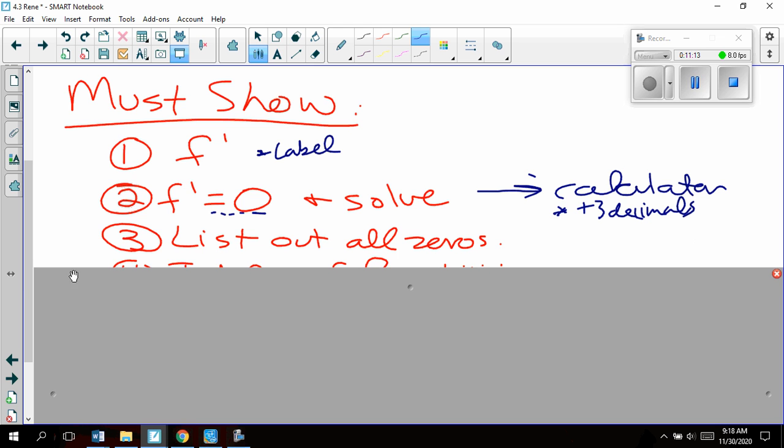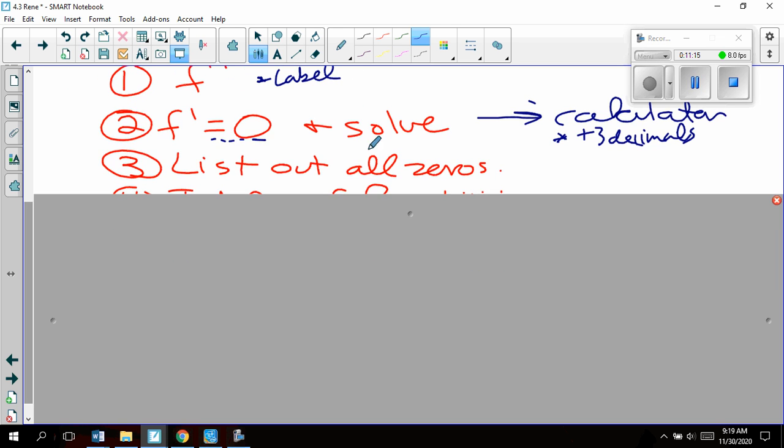When you solve it, then you do need to list out all of the zeros. Even if they're not going to be used, if they're out of that window, that's going to be the next part that eliminates those, but you do need to list all of the locations where f prime equals 0, even if they're out of those endpoints.